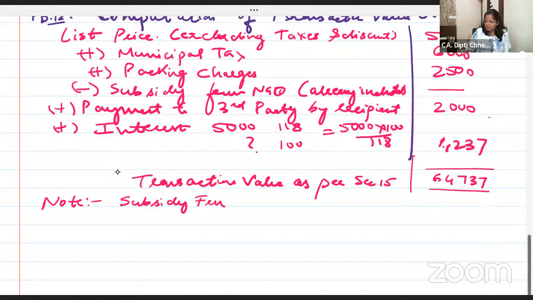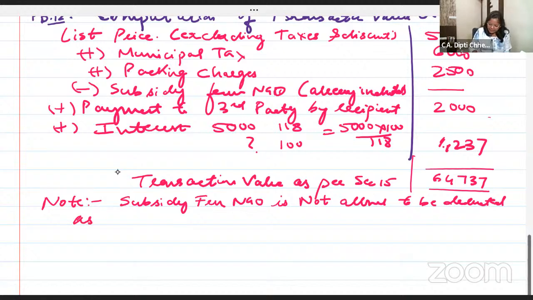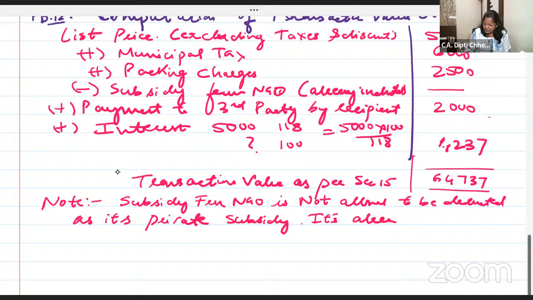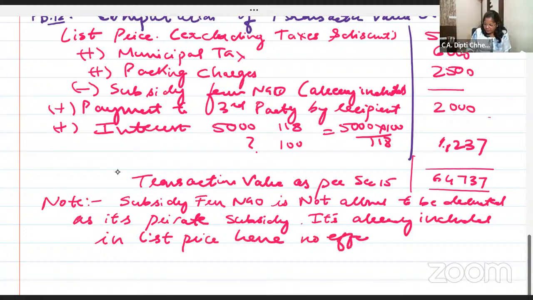Subsidy from NGO is not allowed to be deducted as it's a private subsidy. It's already included in the list price. Hence, no effect given above. Already included in the list price.